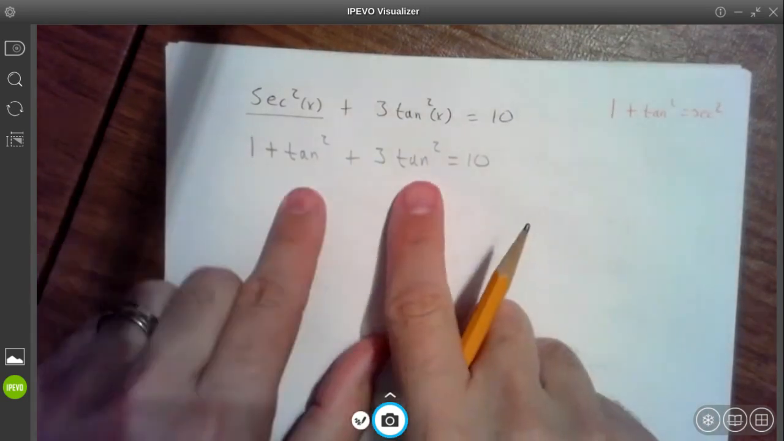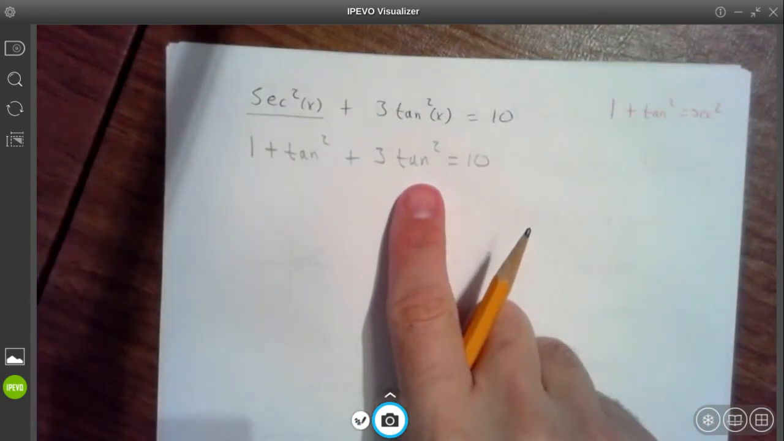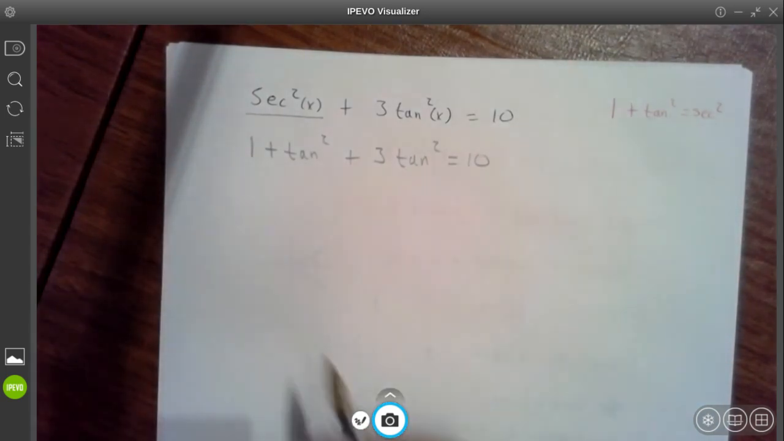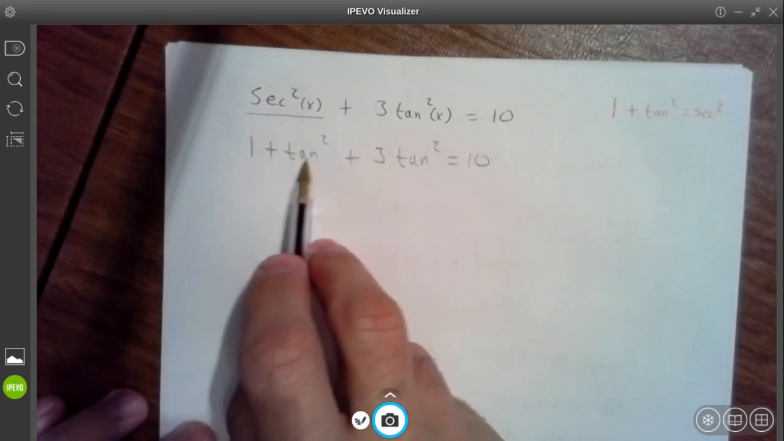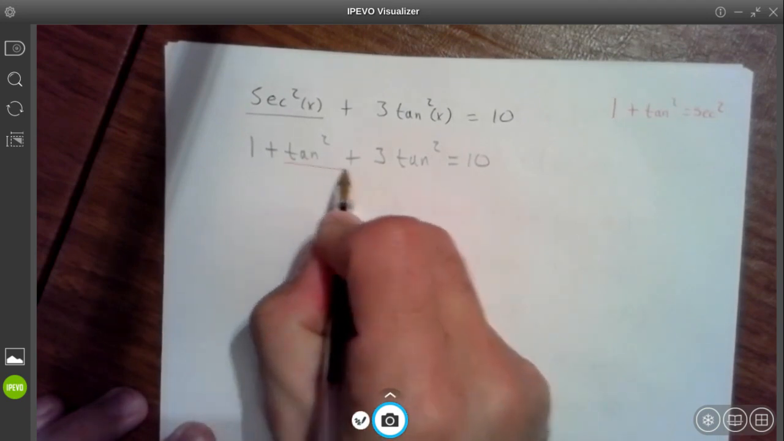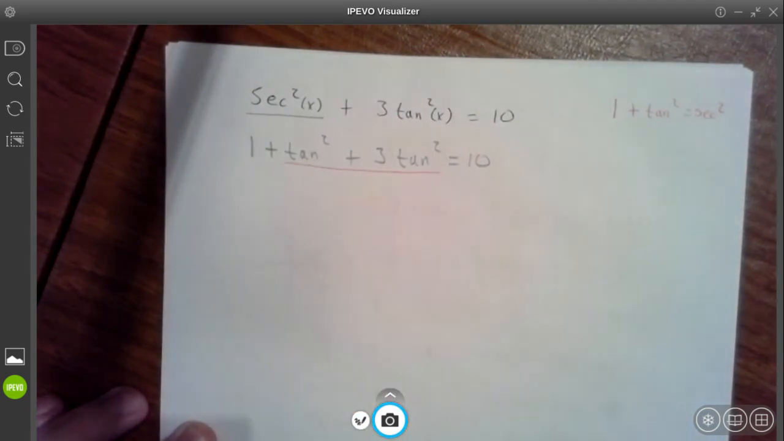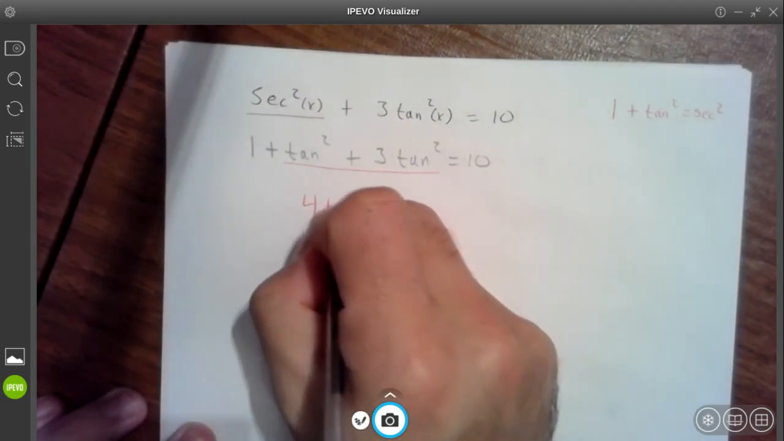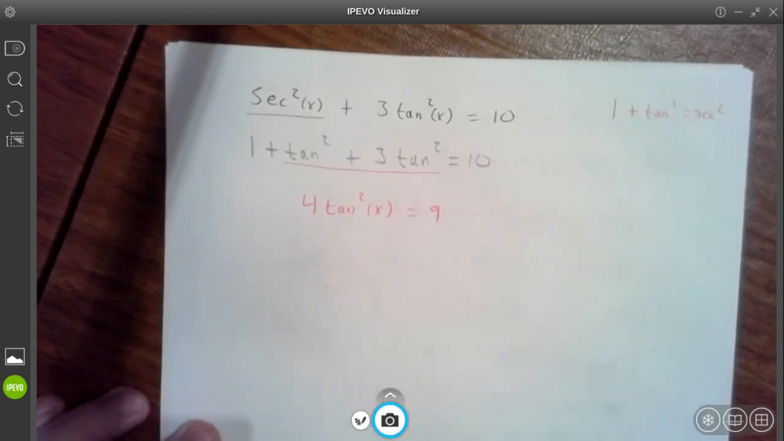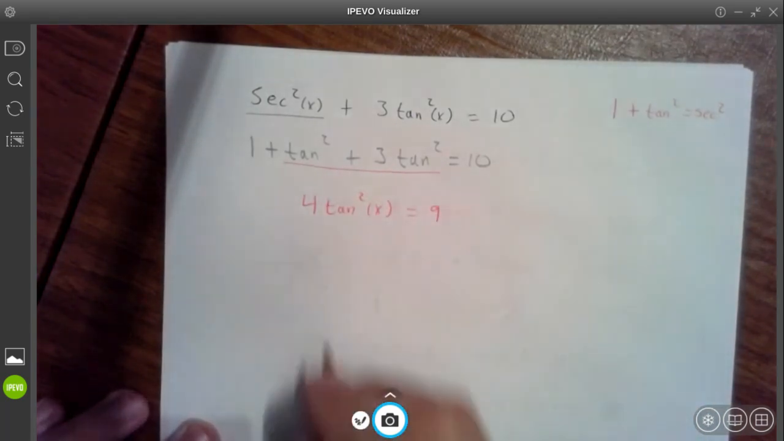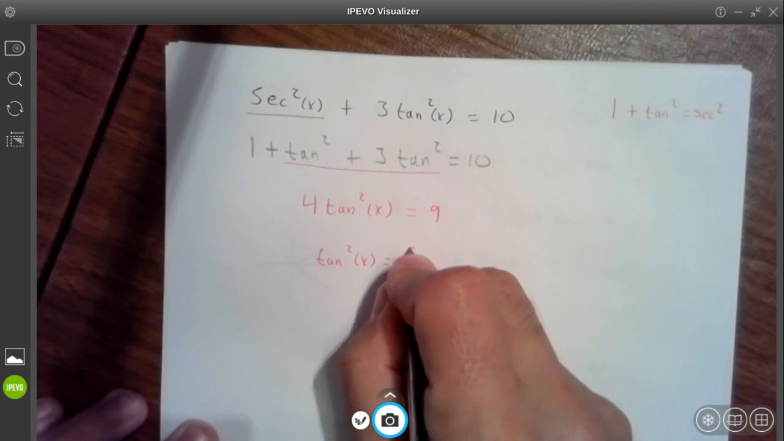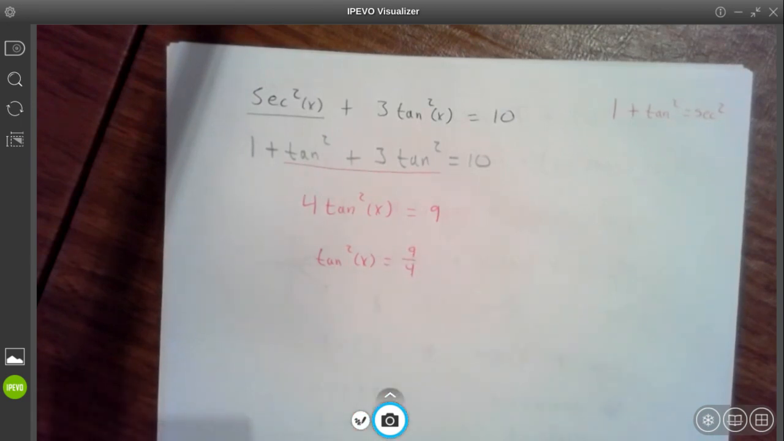All right, so this time I don't have a linear tangent term. They're both quadratics. They're to the second power. So for this style, I'm just going to try to get the tangent part by itself. So I'm going to move this 1 over to this side. And I'm going to go ahead and combine those. Tangent squared plus 3 tangent squared is 4 tangent squared. 10 minus 1 is a 9. And then we're going to divide by 4. I get tangent squared is equal to 9/4.